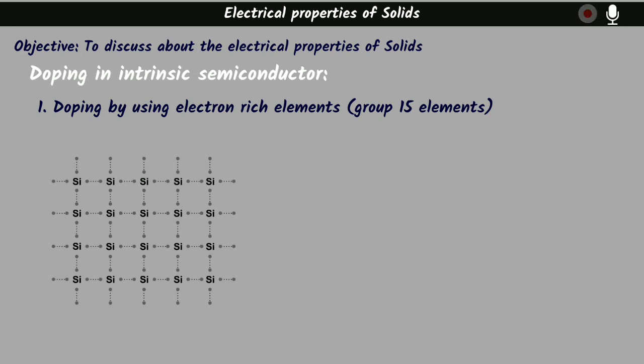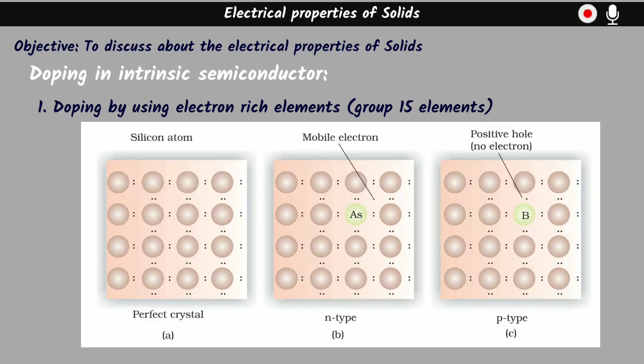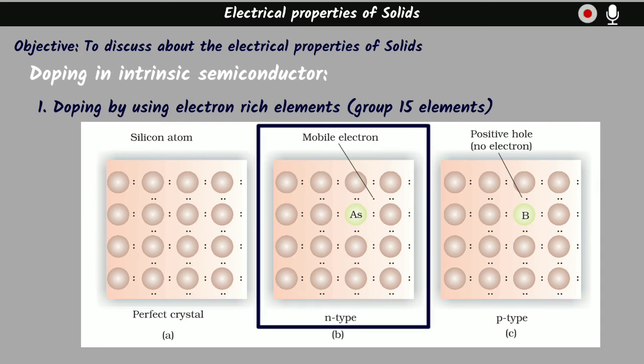Now let us dope this intrinsic silicon semiconductor by using group 15 elements like arsenic or phosphorus. Let us suppose we dope this intrinsic silicon semiconductor by using arsenic. As we already know, arsenic is a group 15 element, so it contains a total of 5 valence electrons.